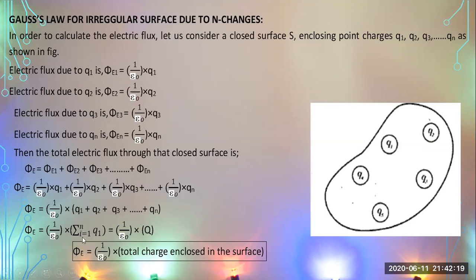So its value i is equal to 1 to n. Its value is basically from 1, charges are added from 1 to n number of charges. So these charges are basically total charges of a closed surface. It is capital Q, and finally, the electric flux through an irregular whole surface is 1 over epsilon naught times the total amount of charge enclosed in that surface.